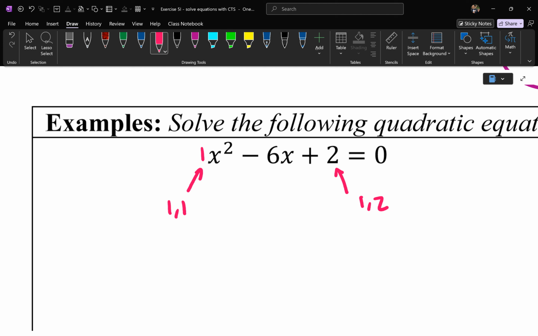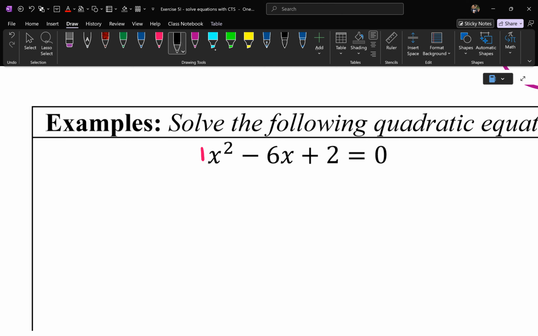So when you can't do cross method or grouping method, the next method is completing the square. Even if you tried it, you can see that no matter how you pair 1 and 1 and 1 and 2, there's no way you're going to get a 6. 1 times 1 is 1 and 1 times 2 is 2. A 1 and a 2 can never get you a 6. So therefore, cross method won't work. So here, this is where we apply completing the square.